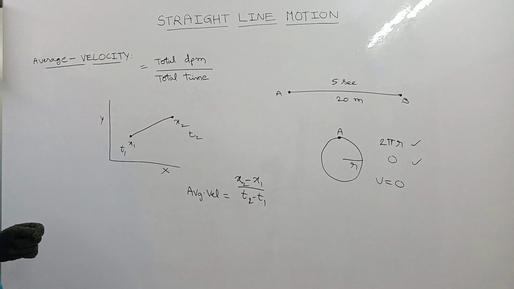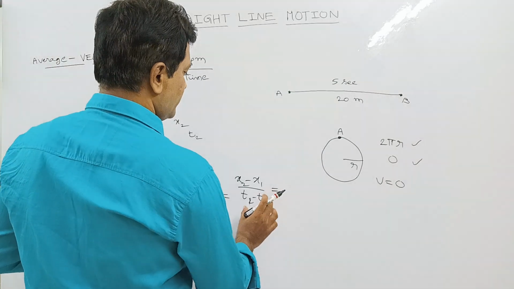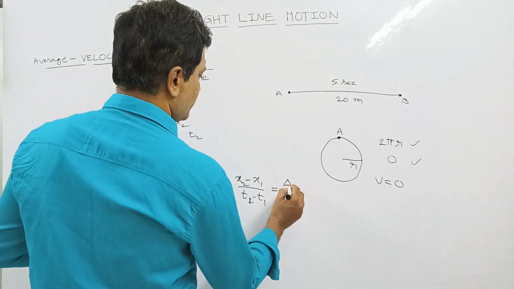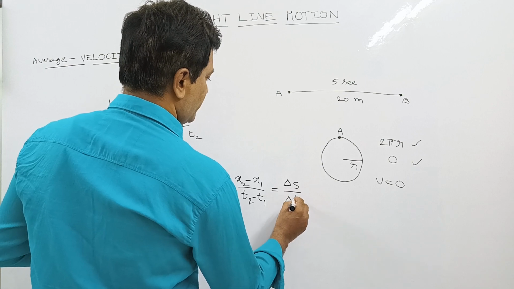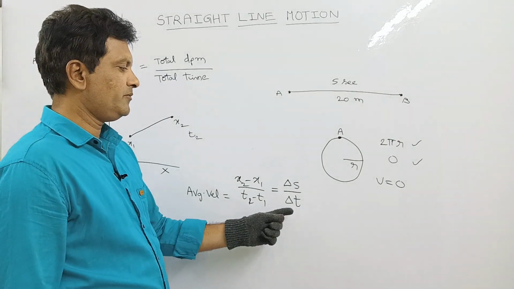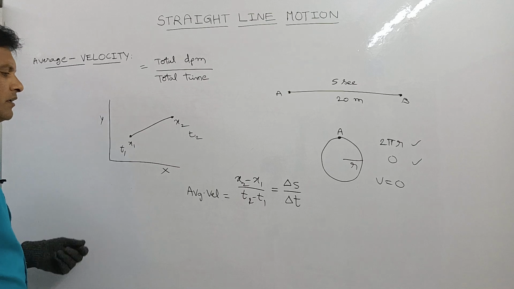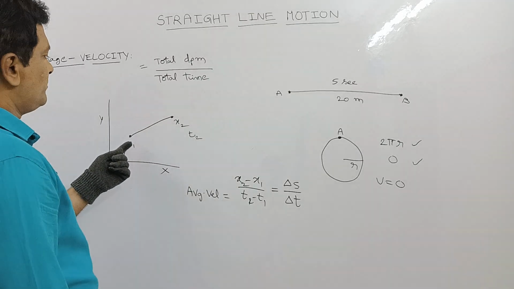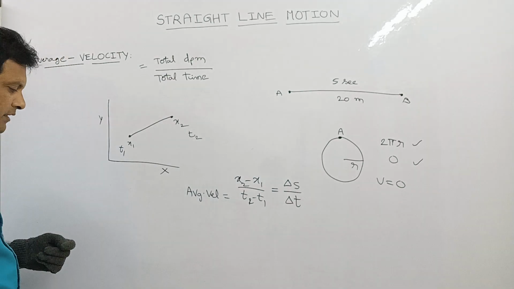So here, this can be written as change in displacement, that is delta s by delta t. Delta represents a small change in displacement over a small change in time. Okay, this is when the object is given in terms of position coordinates.